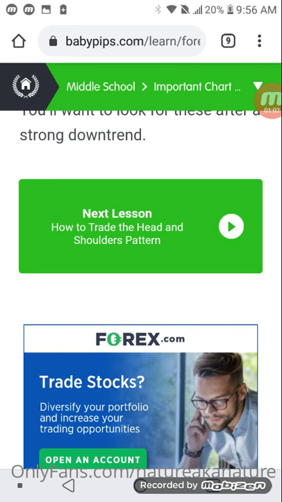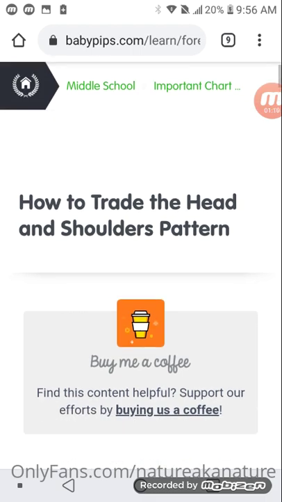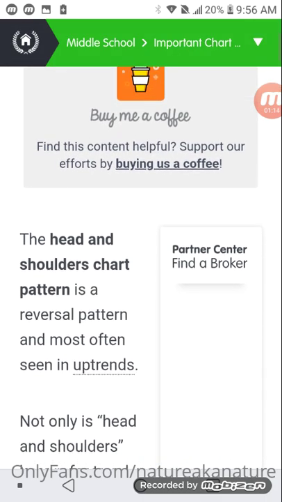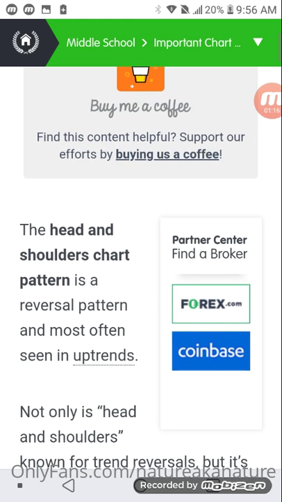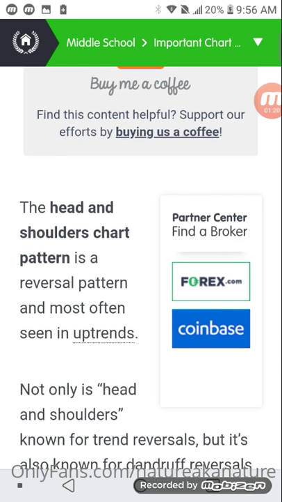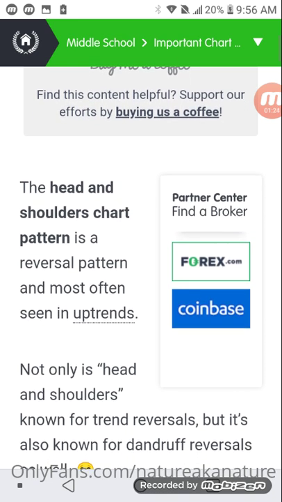So how to trade head and shoulder patterns. Head and shoulder chart patterns are reversal patterns and are most often seen during an uptrend. Head and shoulder chart patterns are reversal patterns, just like the double top and bottom.